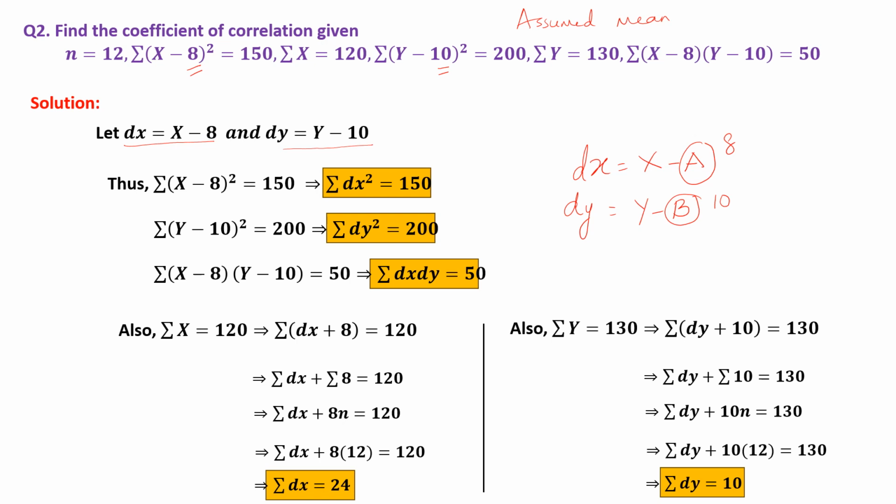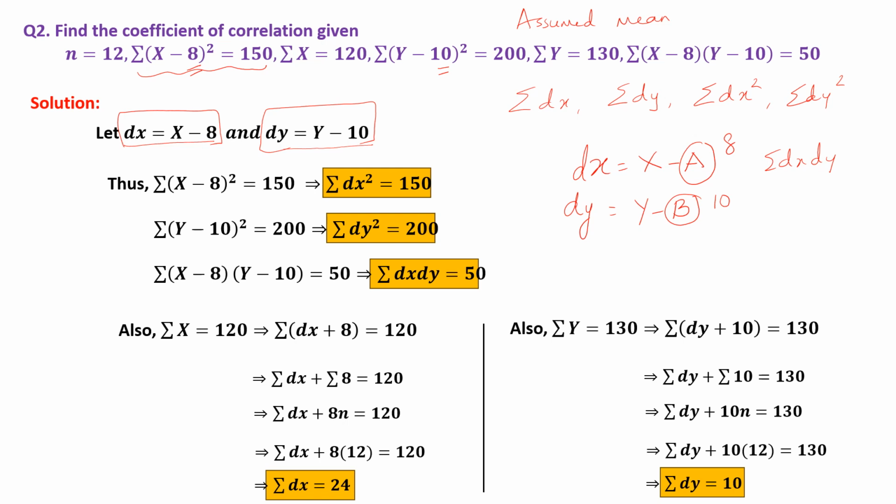If I have to use it in my assumed mean formula, then I need to know the values of sigma dx, sigma dy, sigma dx square, sigma dy square, and sigma dx dy, isn't it? I need to know all these values. So let's see from the assumption we are making. We have put dx equal to x minus 8, dy equal to y minus 10 because these are deviations. So how do I rewrite this particular expression?